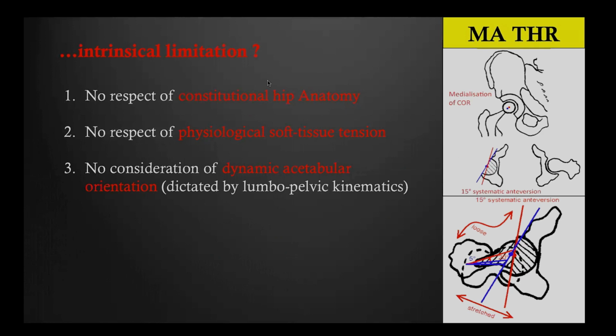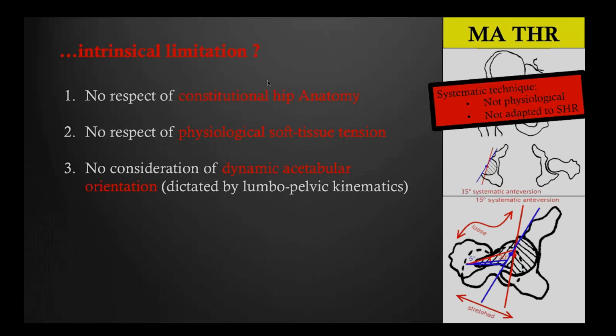It is important to understand that the acetabulum has a dynamic orientation, which is dictated by the lumbopelvic kinematics. Everyone has a unique dynamic orientation, and it is important to understand the individual dynamic acetabular anteversion if we want to improve the outcome of hip replacement. The mechanical alignment technique is therefore not physiological and not adapted to the spine-hip relationships.